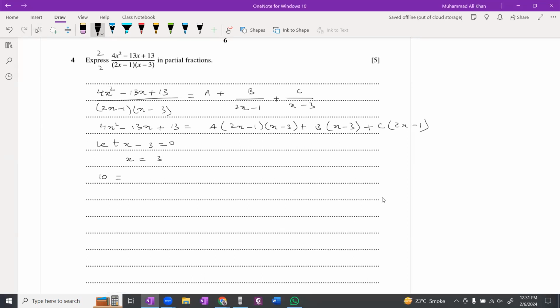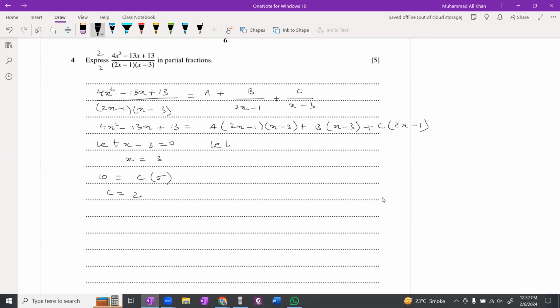And the right hand side, a eliminated, b eliminated. The value of c will be, what is x? x is 3. So 3 times 2 is 6, 6 minus 1, 5. The value of c is 2.